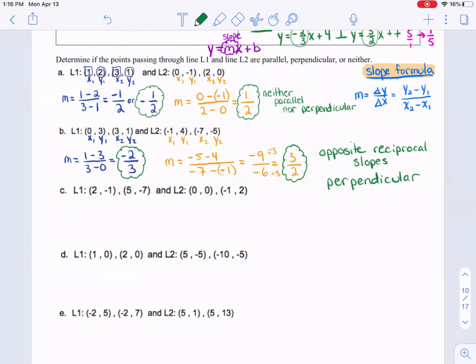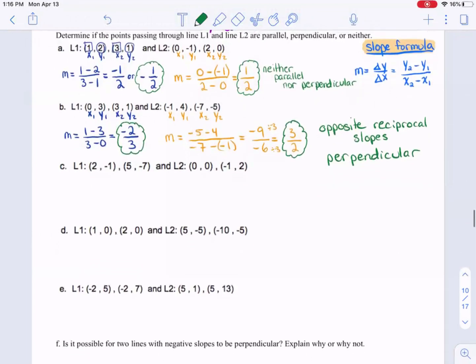Hopefully this is becoming easier for you at this point. All right, so we're going to move a little more quickly now. Again, pause the video if you want to get good practice in between. -7 minus -1. 5 minus 2. Whenever I subtract a negative, it really means add a positive.